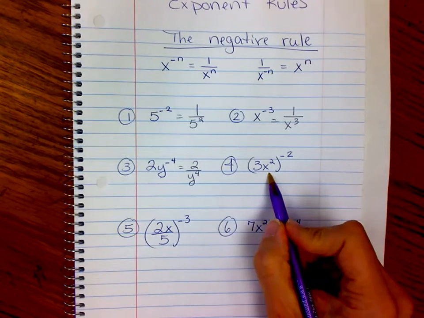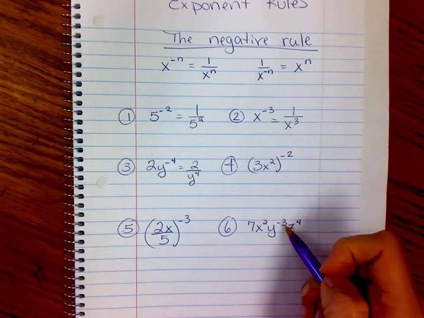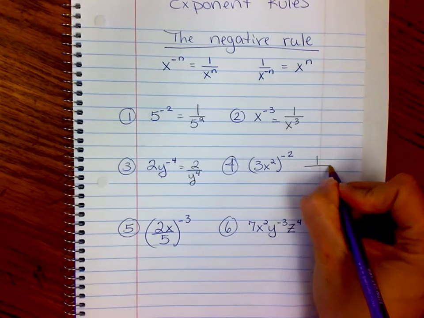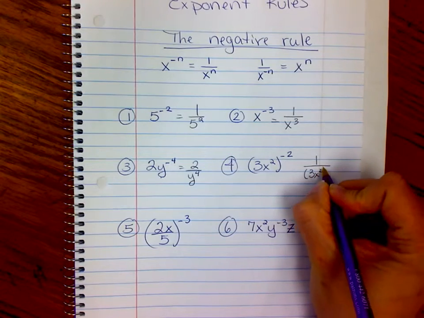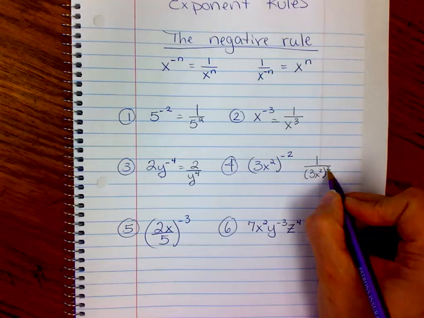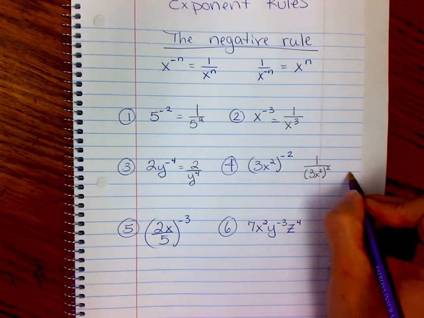Now in this fourth example, notice that there's parentheses and the whole thing is raised to the negative 2 power. Okay, so we need a placeholder then if the whole thing's going down. And now I have 3x squared, squared. And hopefully you've learned your power rule already. If you haven't, it's just squared always means times itself. So this is 3x squared times 3x squared.